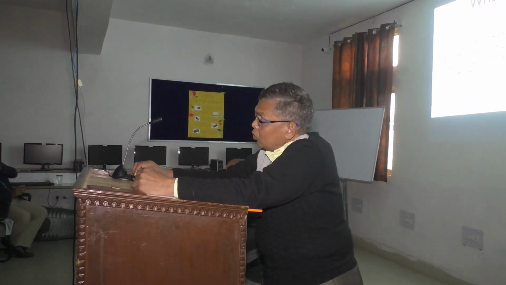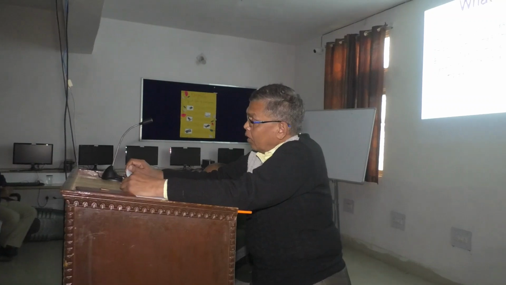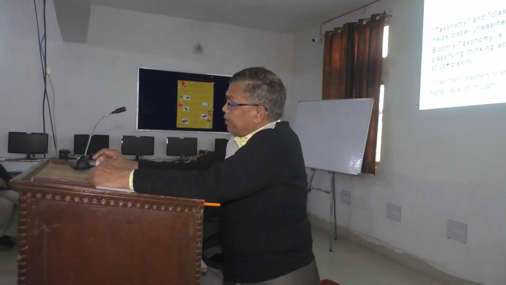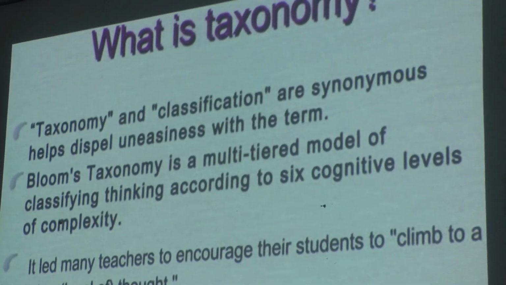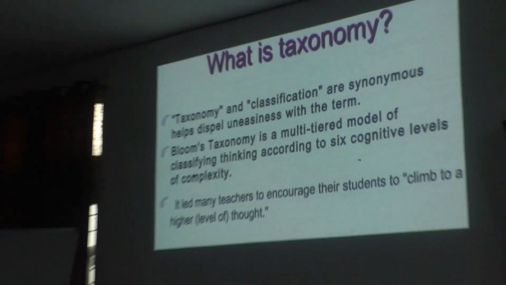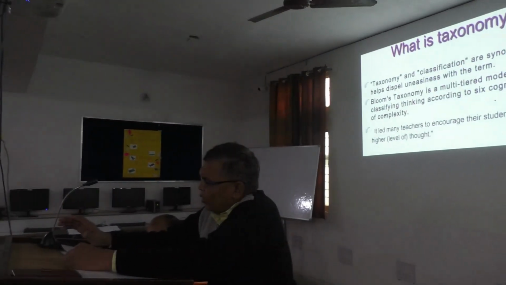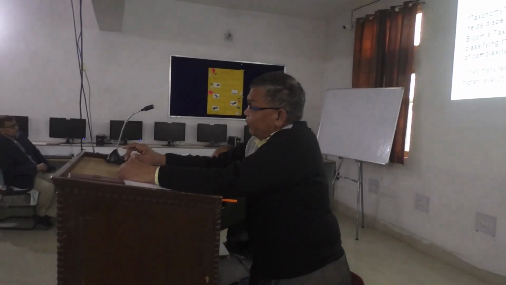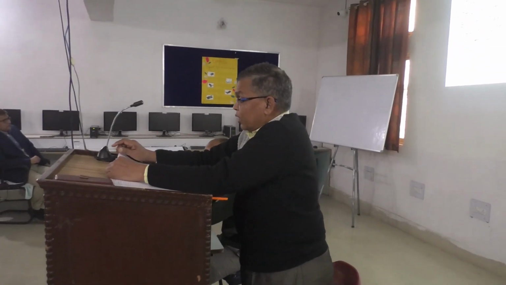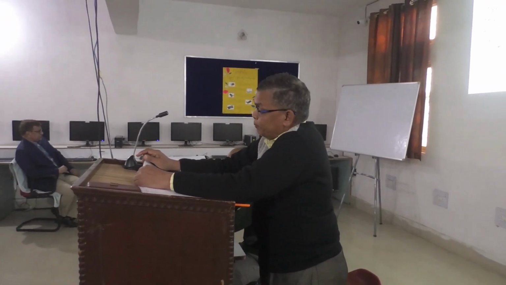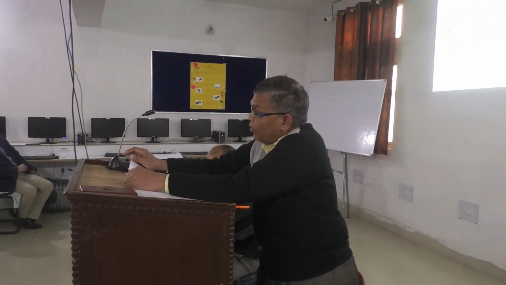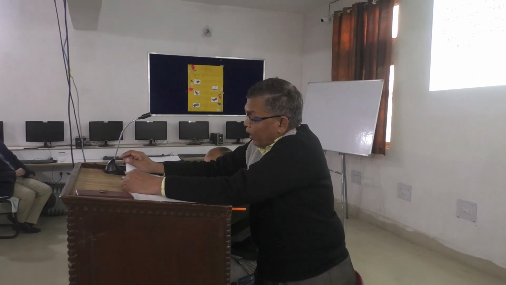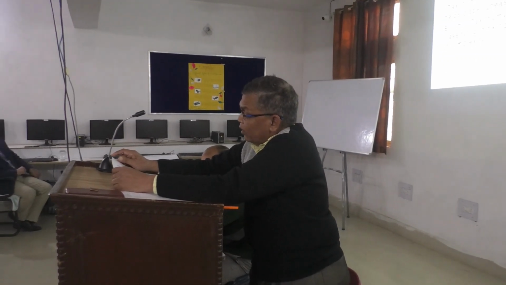Now, let us know what taxonomy actually is. Taxonomy and classification are synonymous, and this helps dispel uneasiness with the term. Bloom's taxonomy is a multi-tiered model of classifying things according to 6 cognitive levels of complexity. It led many teachers to encourage their students to climb to a higher level of thought.